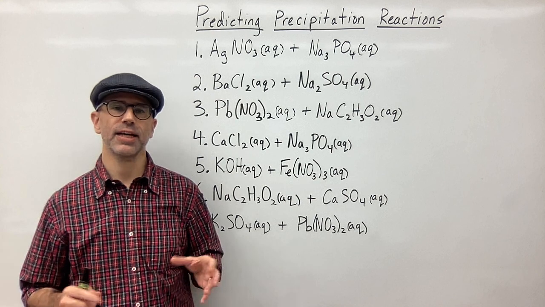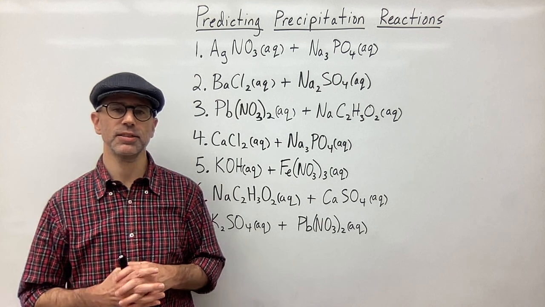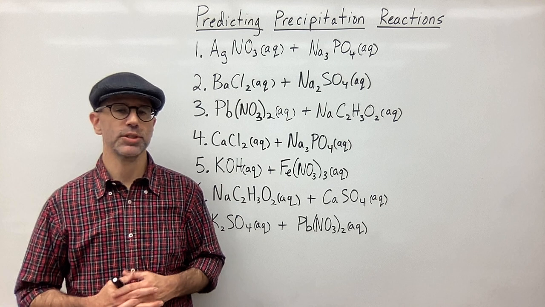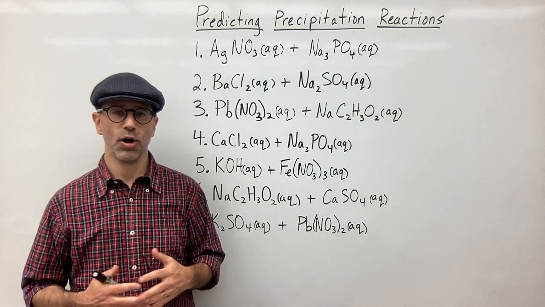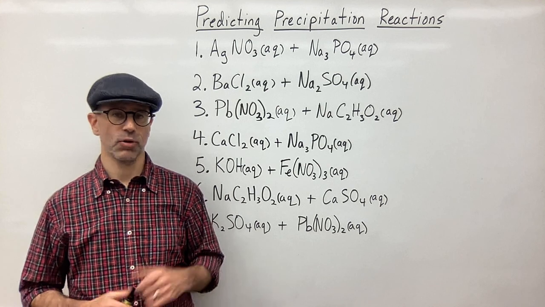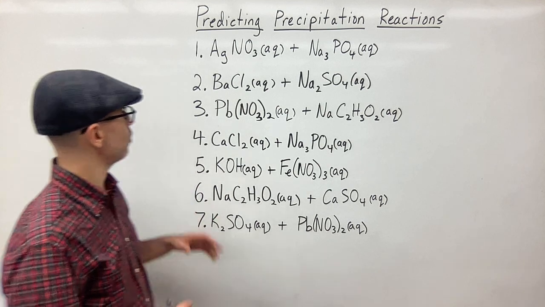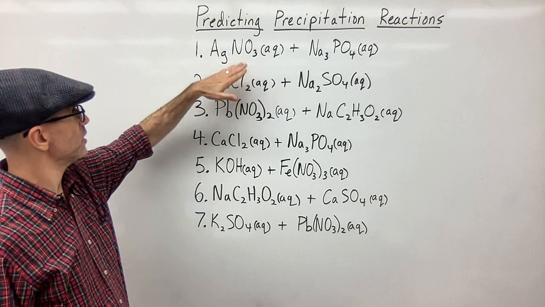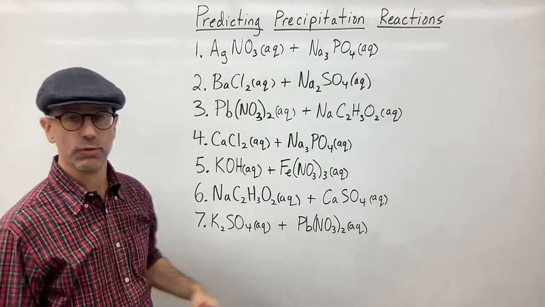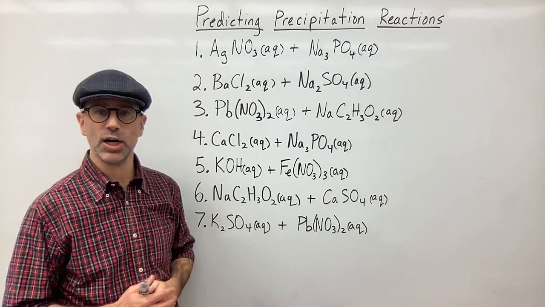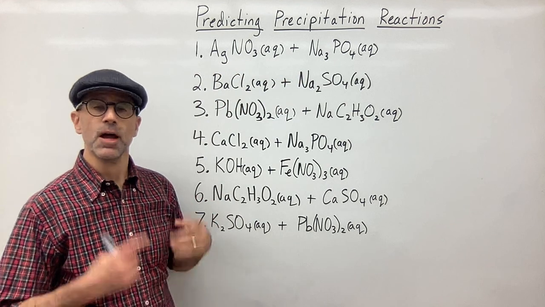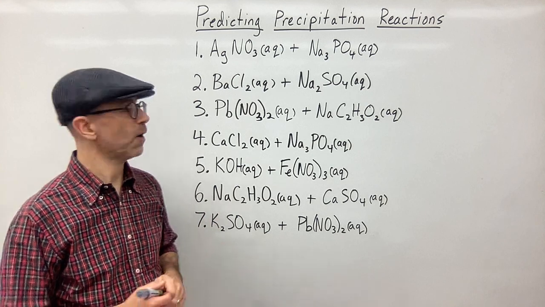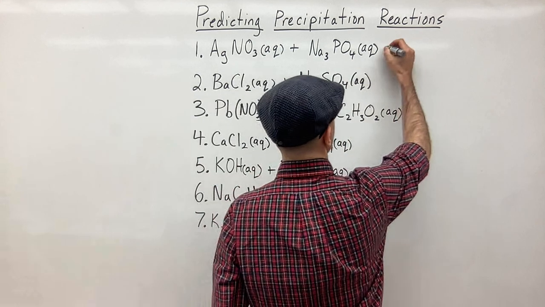Here, we're just looking at the combination of two ionic substances that are aqueous and seeing if you get a solid that forms. And if you don't get a solid that forms, then there's no reaction. Okay, so let's get into this. So the first set of problems we have is silver nitrate and sodium phosphate. We're going to mix those together and we're going to see, okay, is there a precipitate that forms? The first thing you need to do is write out what the possible products are. So we'll continue with our arrow here.